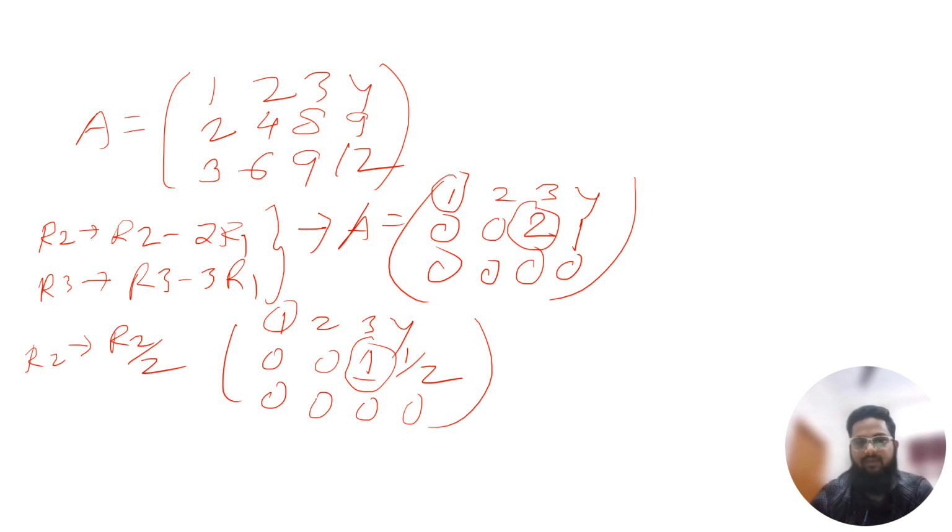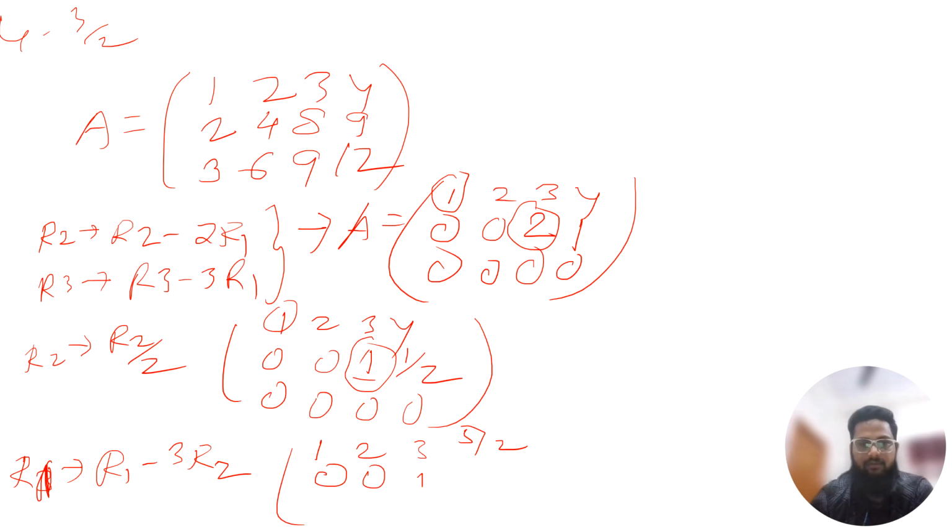This is second pivot. So above element also must be 0. So I am going to take this one: row 1 is row 1 minus 3 row 2. So 1 minus 0 is 1, 2. This is 3. So 4 minus 3 by 2, so you are getting 5 by 2, 5 by 2 0 0 1, 1 by 2 0 0 0 0.